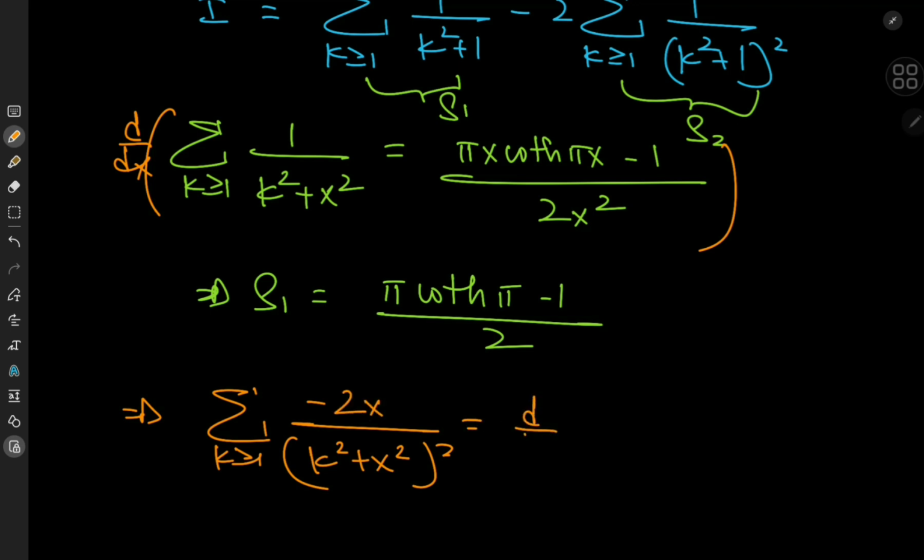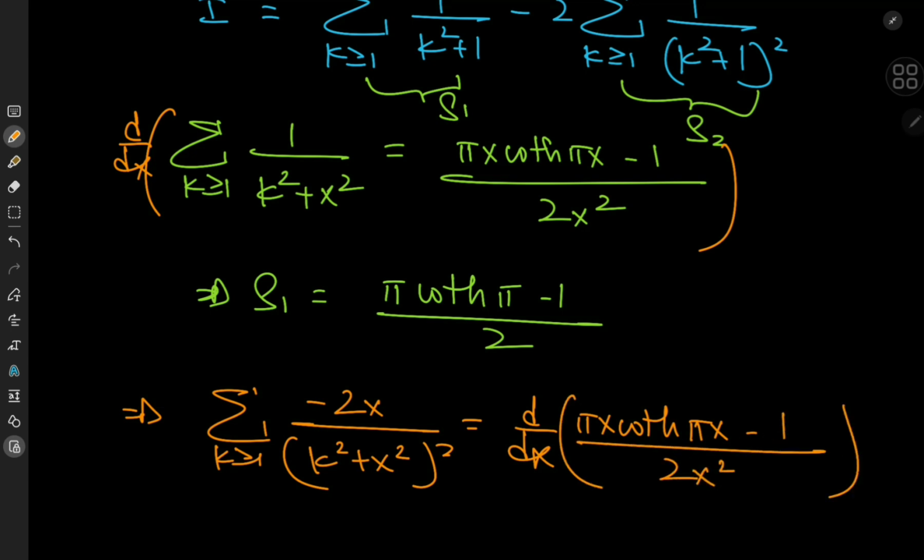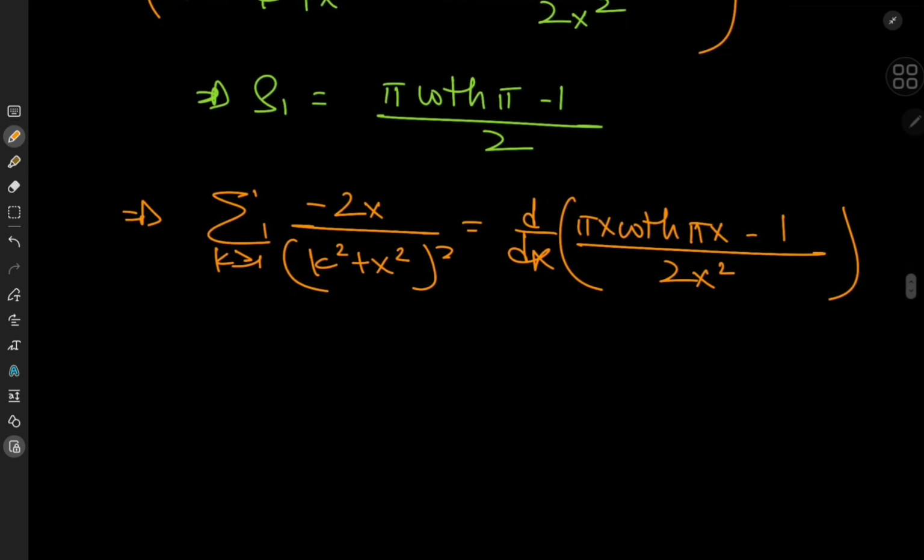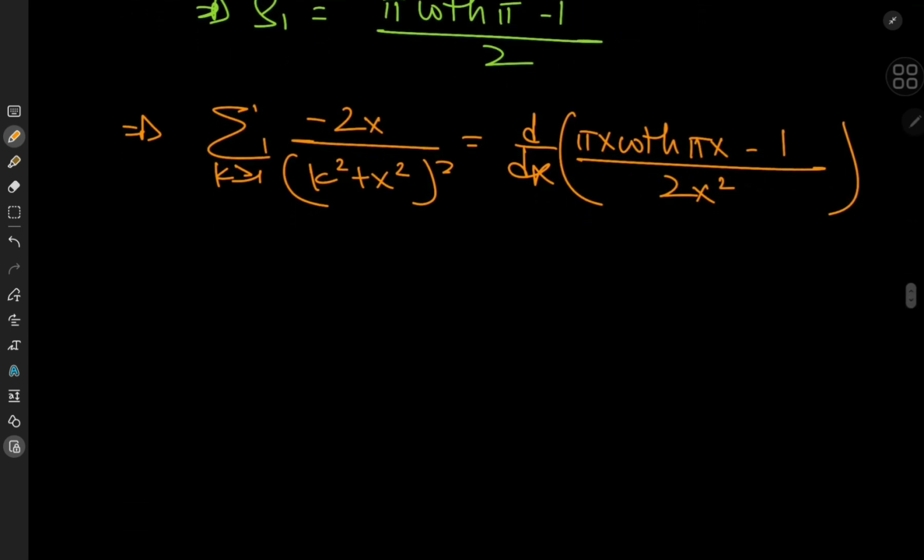And on the right, I need to differentiate with respect to x pi x times hyperbolic cotangent of pi x minus 1 divided by 2x squared, for which I need the quotient and the product rules for differentiation.